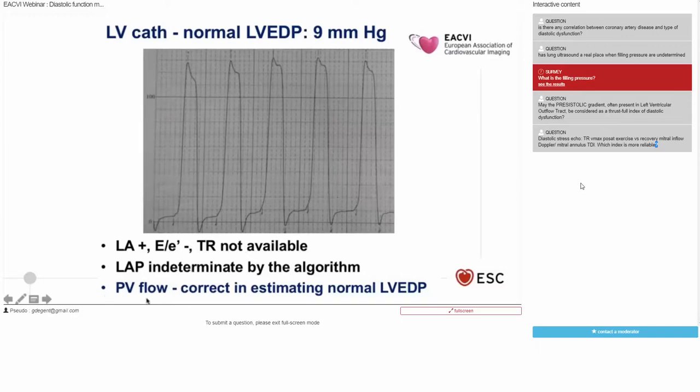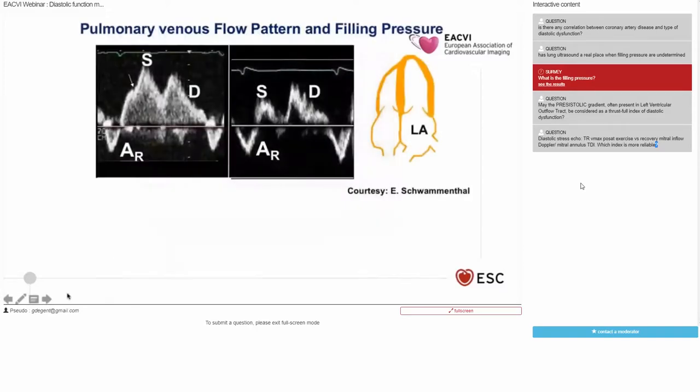However, employing pulmonary vein flow was correct and helpful in estimating the level of filling pressure, in this case, a normal LVEDP. So the way of employing this, of course, is based mainly on measuring the duration of the A wave at the level of pulmonary vein flow. And you see here a case of a patient with normal pressure, again S over D, short A wave. And this is the case of a patient with a high left atrial pressure, S smaller than D, with a very small S wave, and the long duration of the AR wave.